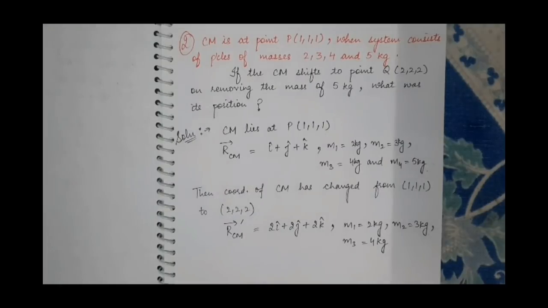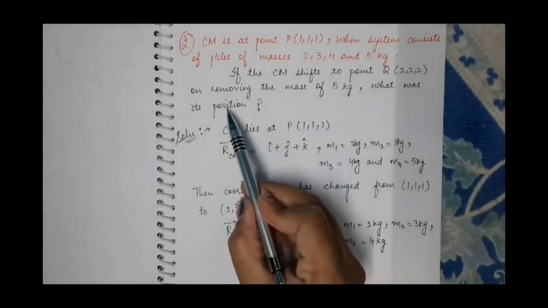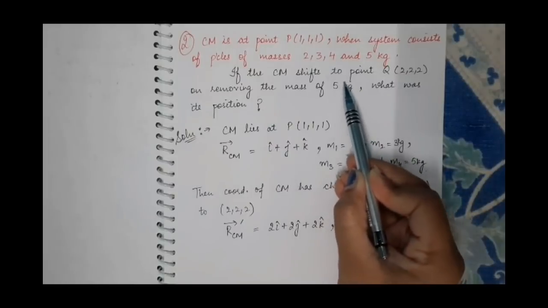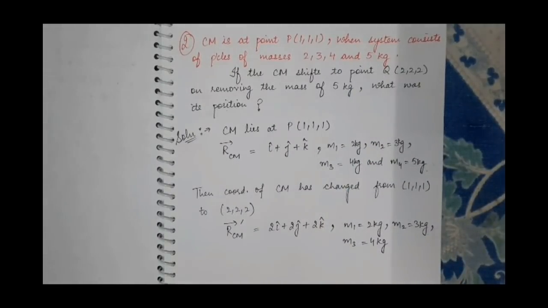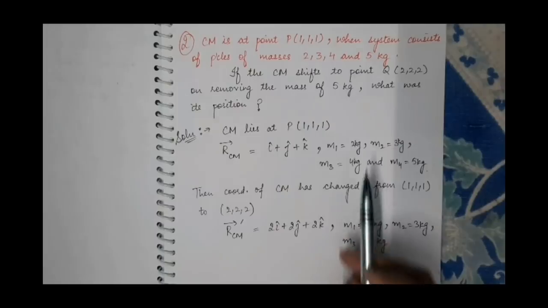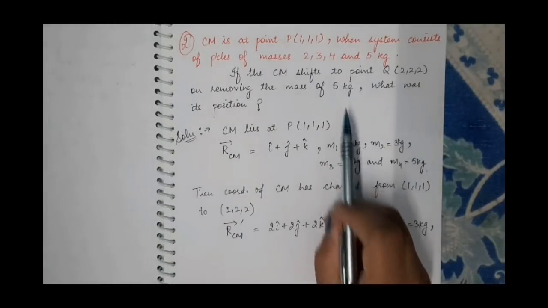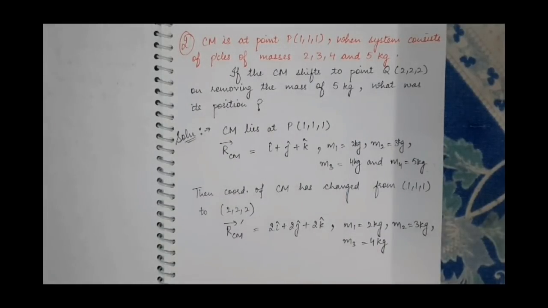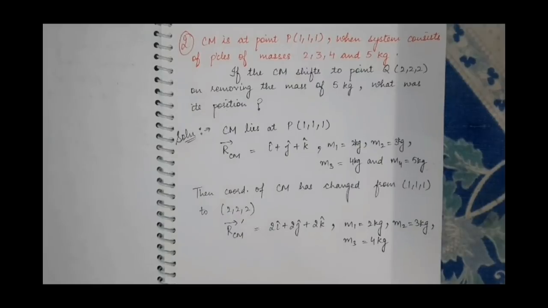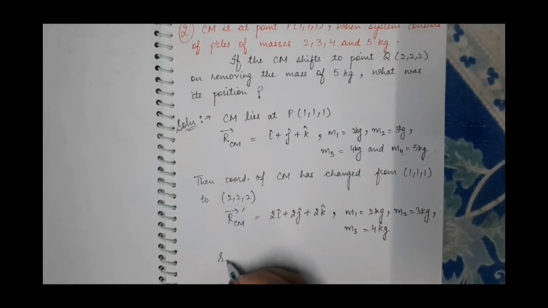So what we have to calculate is the position of this 5 kg mass. Means we have to find the position vector of this 5 kg mass. And what will be the position vector of this 5 kg mass? It is r4 vector. Means we have to calculate this r4 vector.